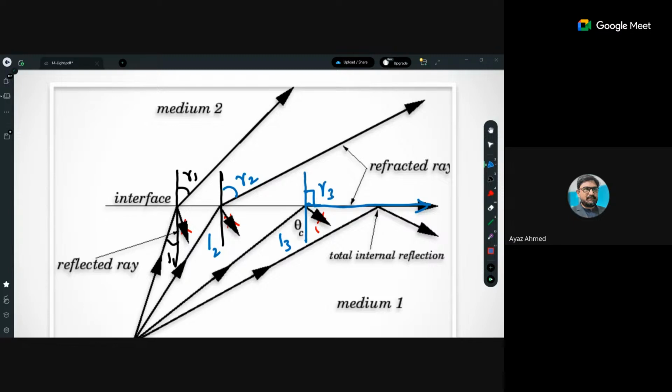Got it? Now tell me, are you going to increase the angle of incidence gradually?